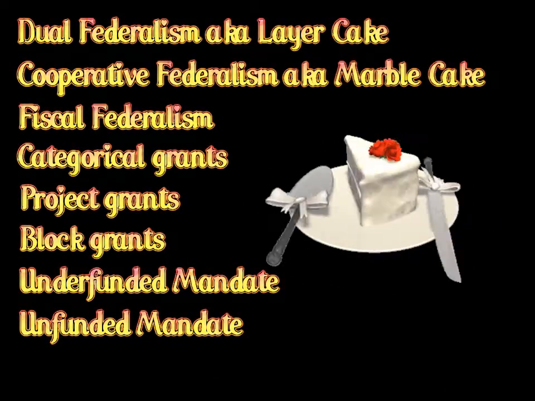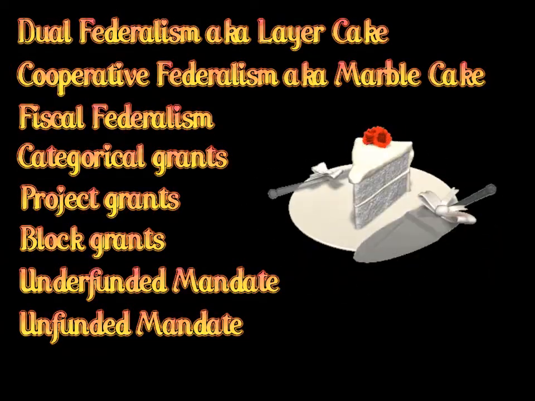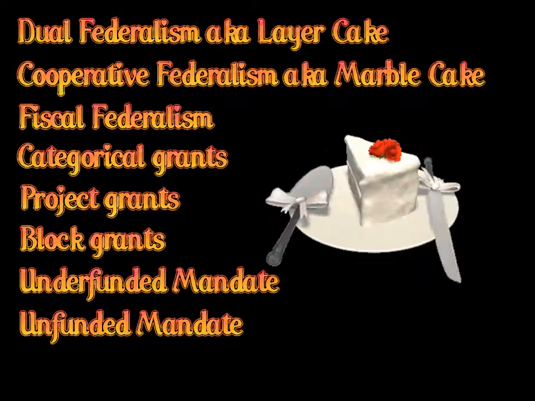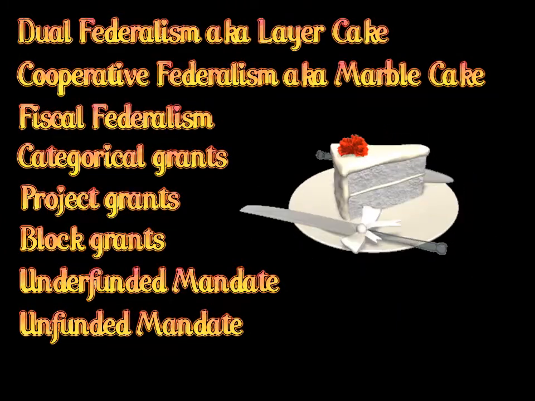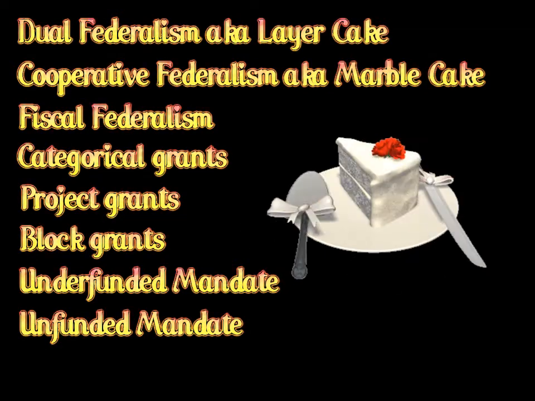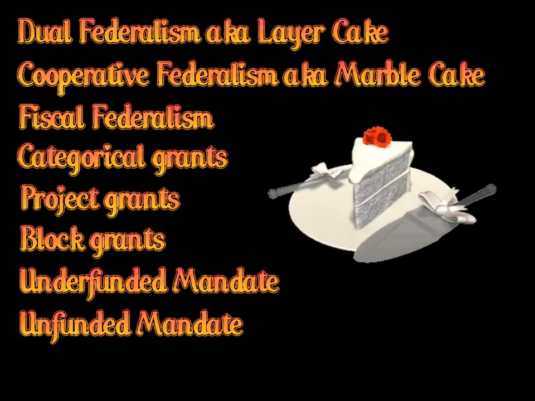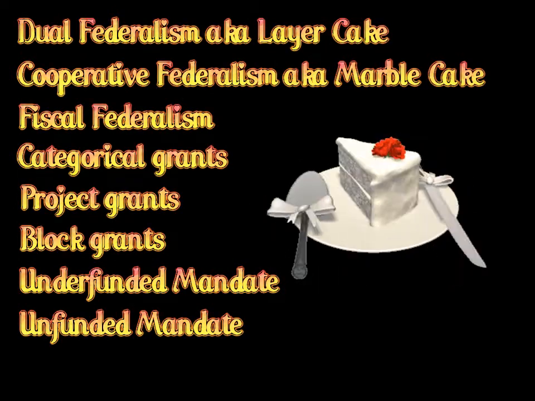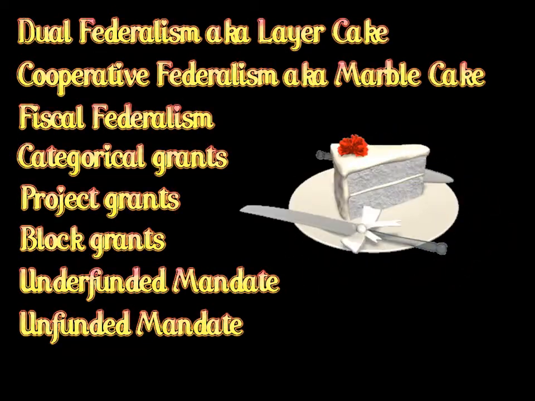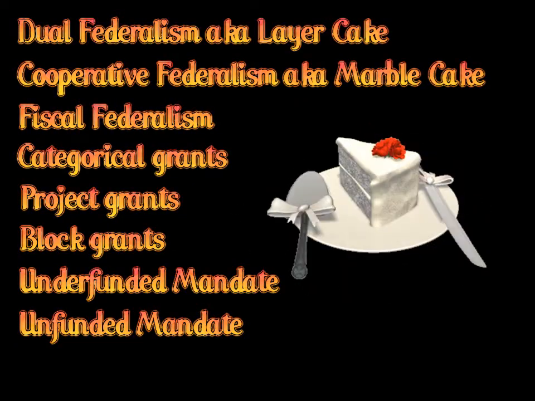Okay, let's cover the different types of federalism. Dual federalism, this is known as layer cake federalism. This is where states and the national government each remain supreme within their own boundaries, that they don't cross over and mingle at all. That is how originally we basically ran our system of government. National government had their powers, state had theirs.